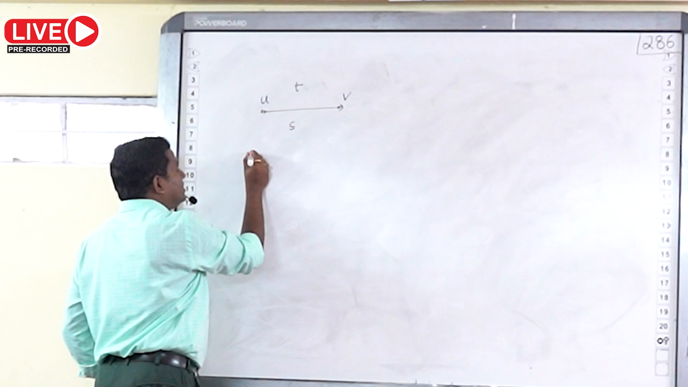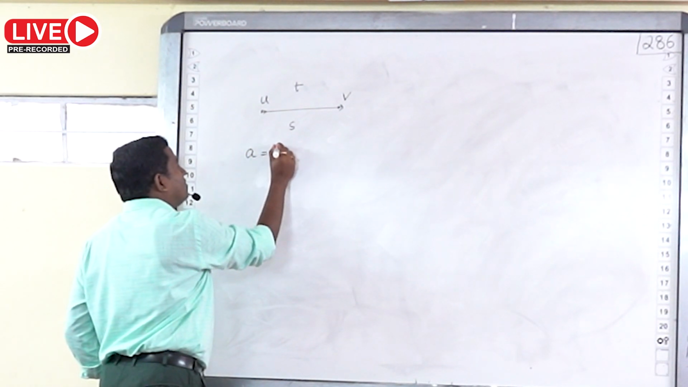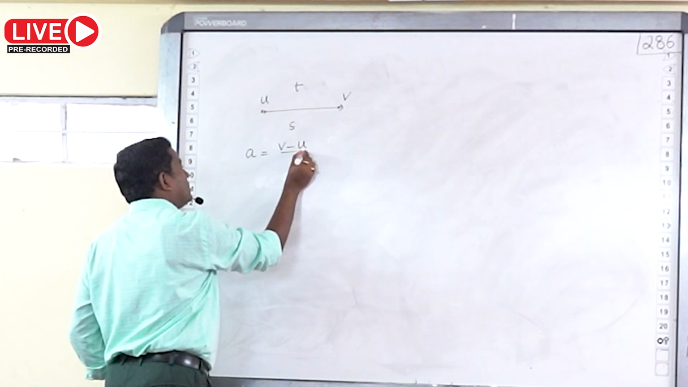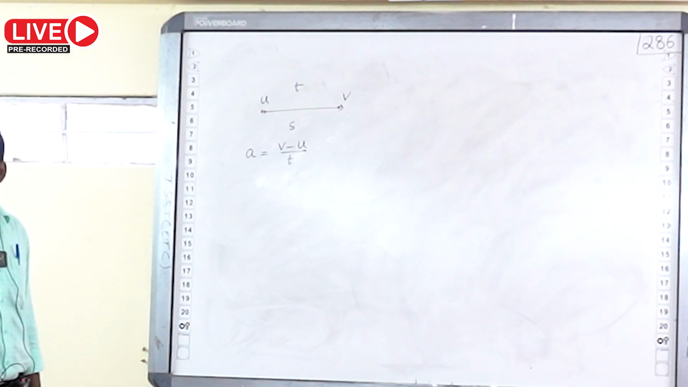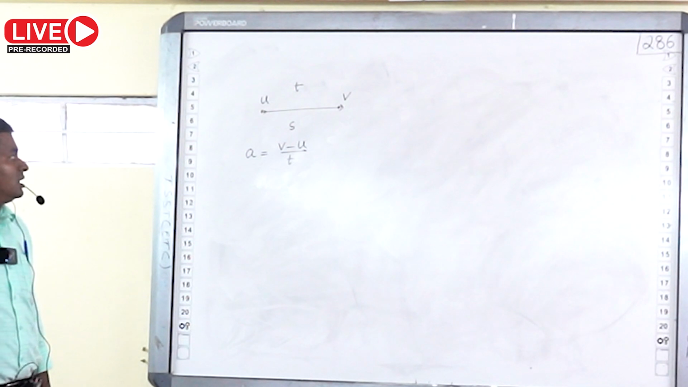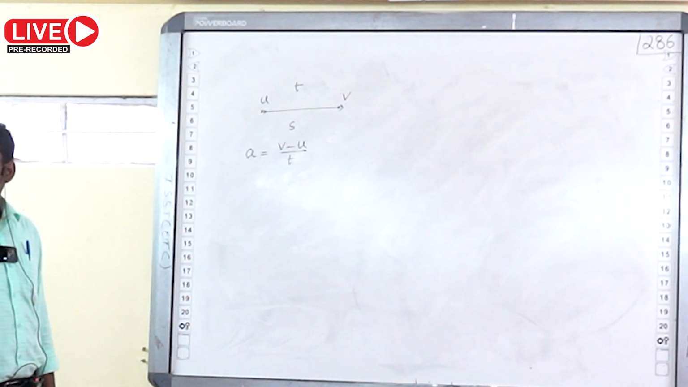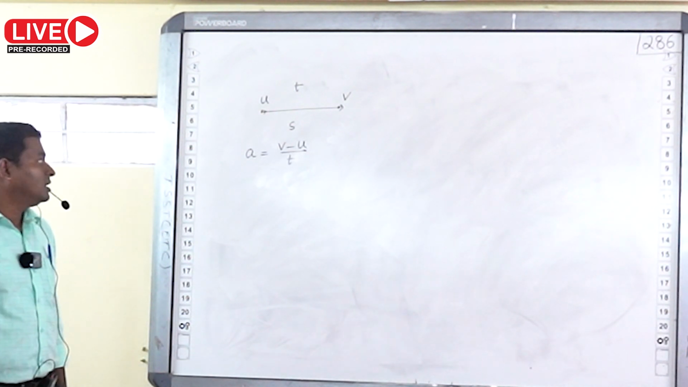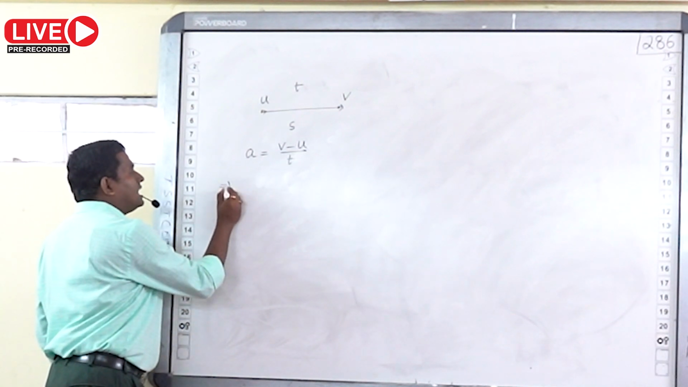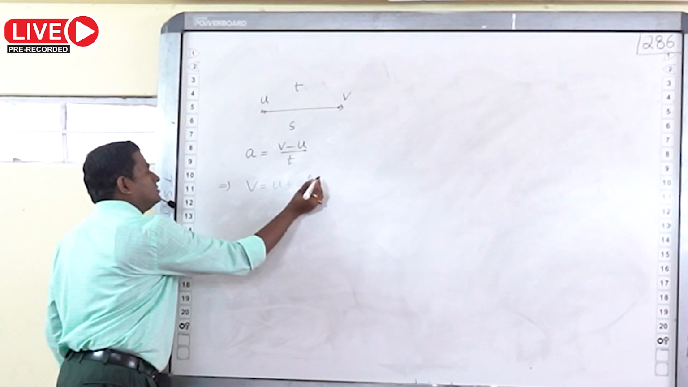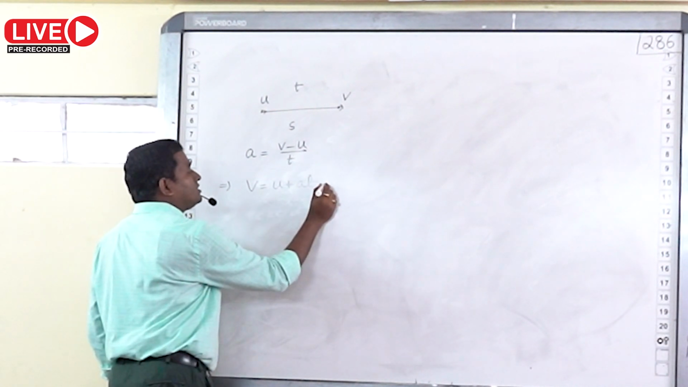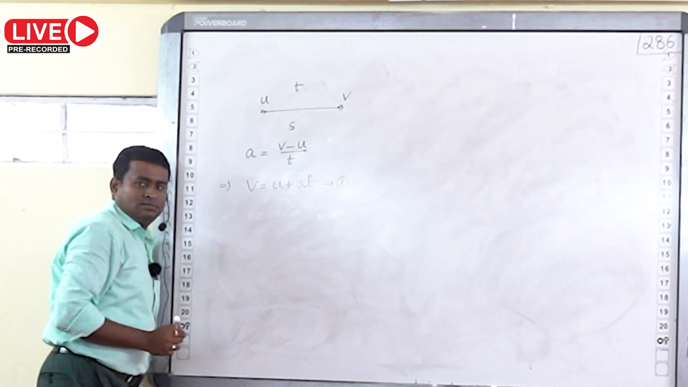Then we can easily write the formula for acceleration, that is (v minus u) by t. I haven't used the vector sign now because the motion is taking place along a straight line, and from this we can write v equal to u plus at. This is the first equation of kinematics.